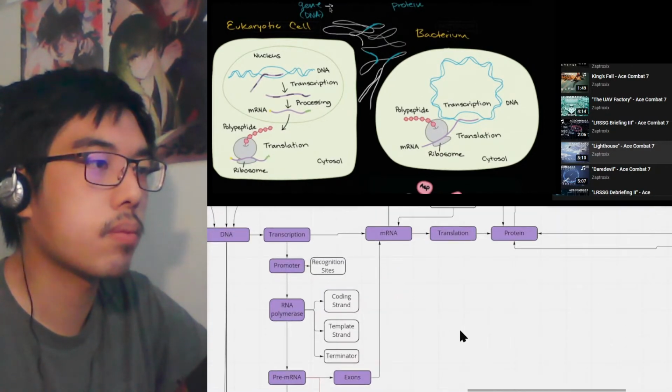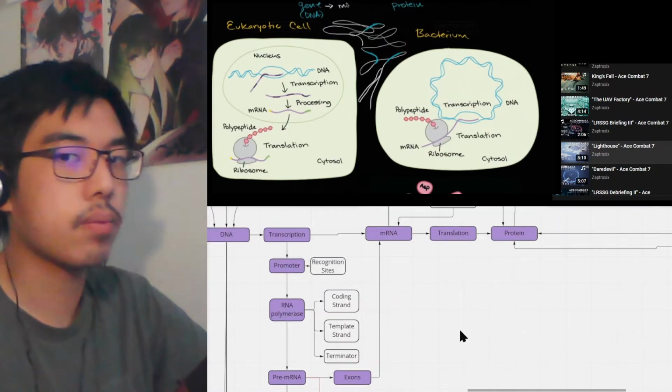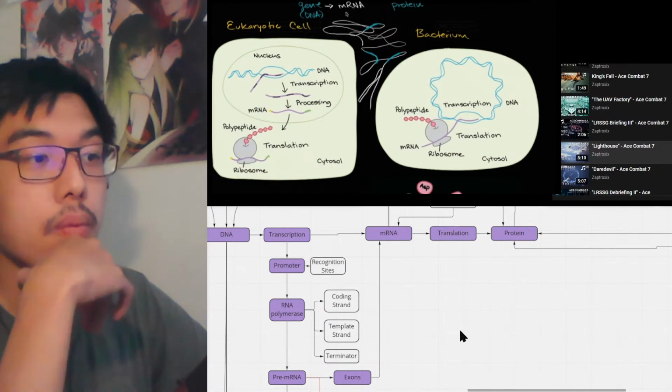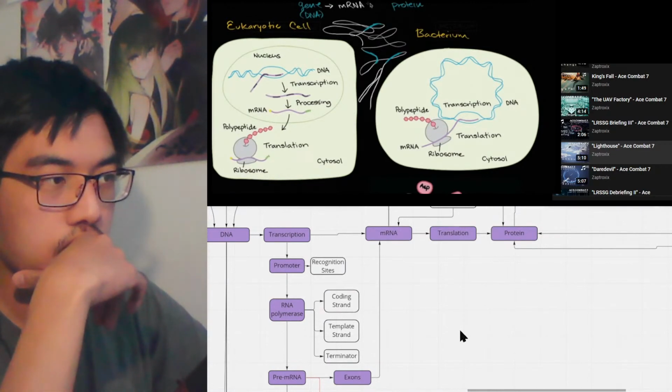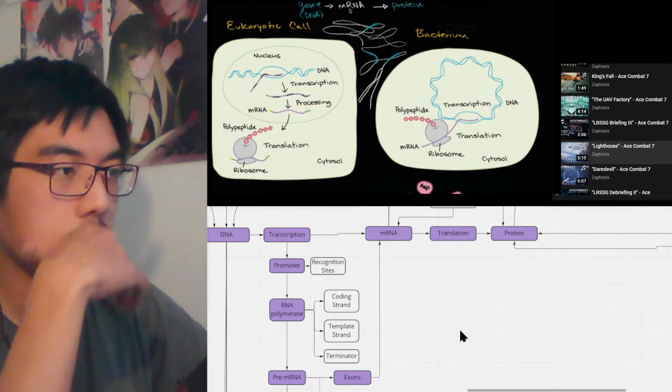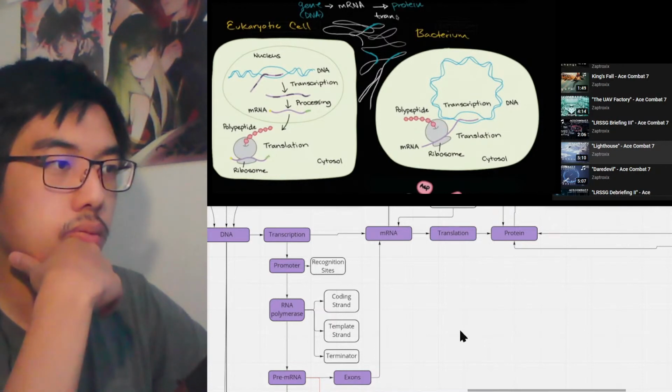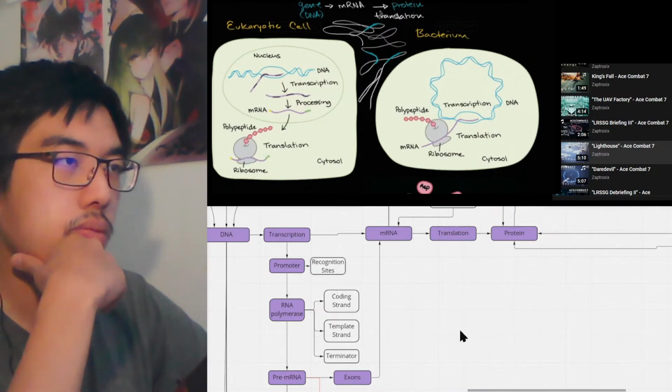We already saw in the video on transcription that the first step is to go from the gene to messenger RNA. We have rewritten the information now as RNA. And then the next step, which we're going to dive into in this video, is going from that messenger RNA to protein. This process is called translation, because we're literally translating that information into a polypeptide sequence.